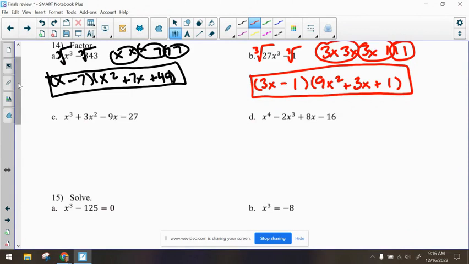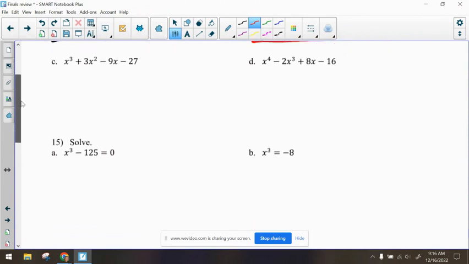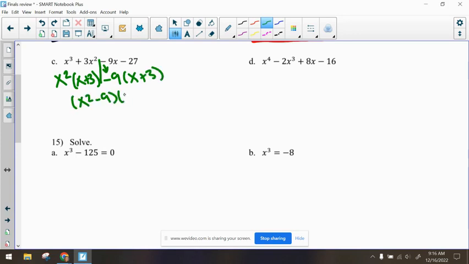Questions C and D are both 4 terms. 4 terms indicates that we're probably doing grouping here. So on problem C, I'm going to split it down the middle. On the left side, they have an x squared in common. Left over is x plus 3. If I do my job correctly, x plus 3 will be left over on the other side as well. To make that happen, I'm going to take out a negative 9. So left over as our answer will be x squared minus 9 and x plus 3.